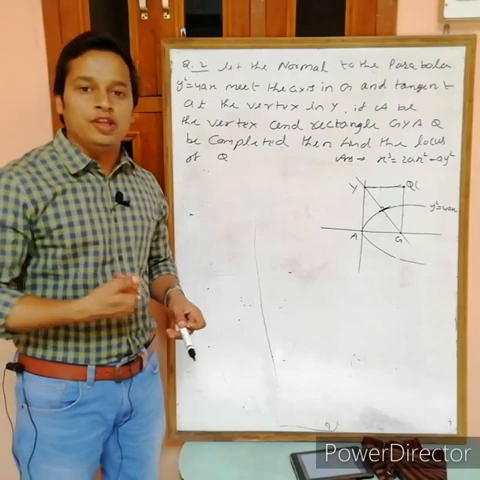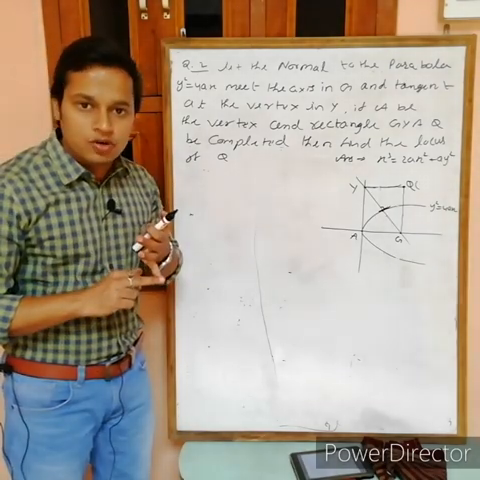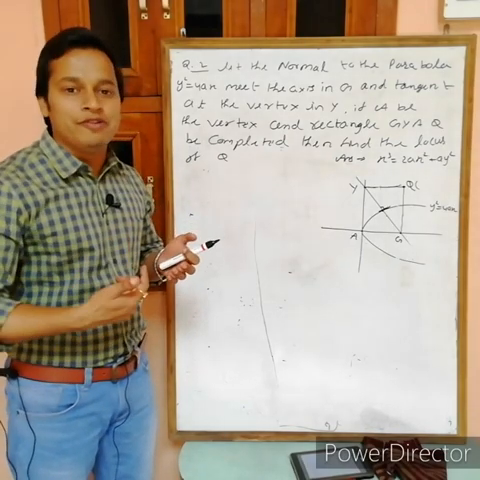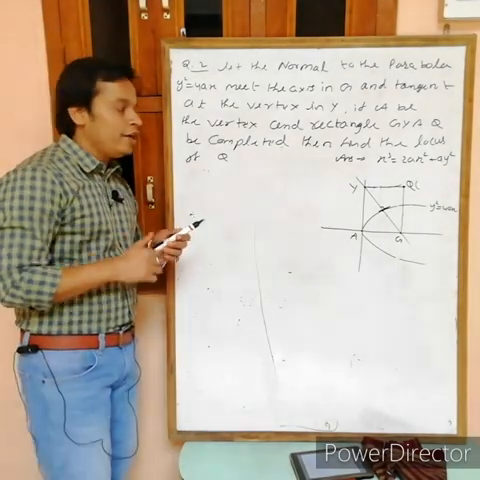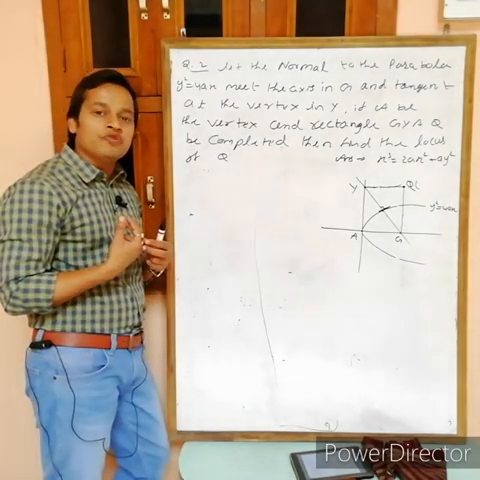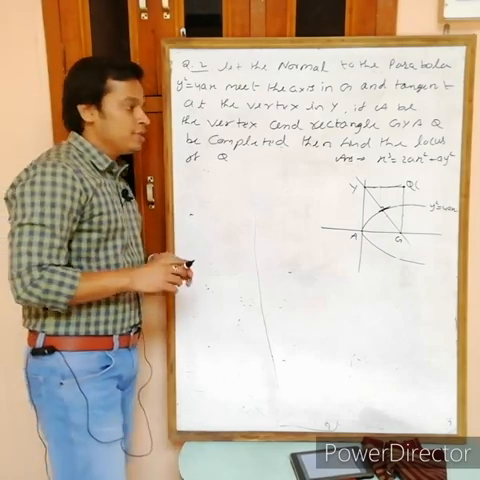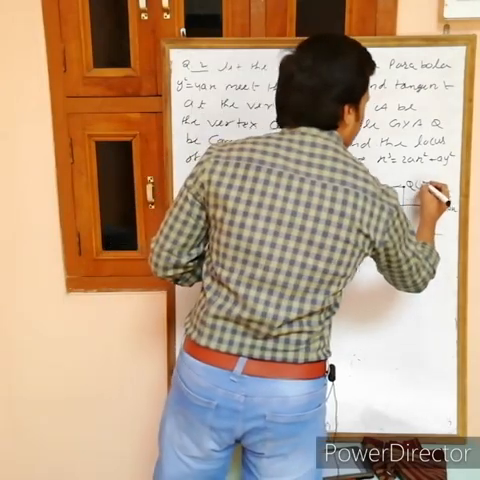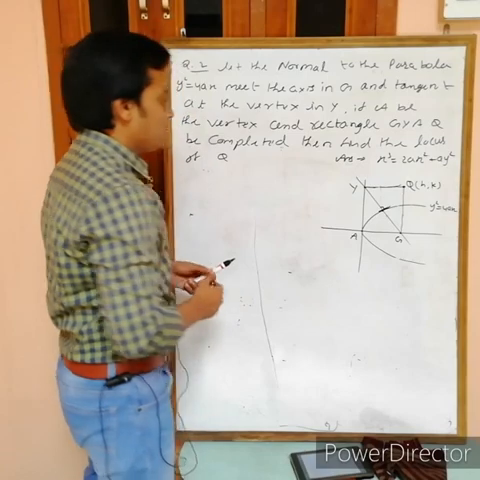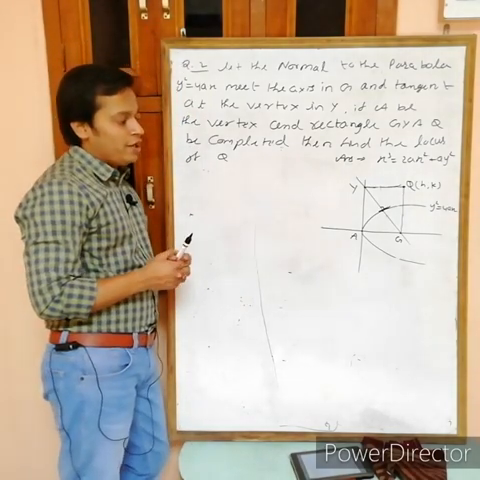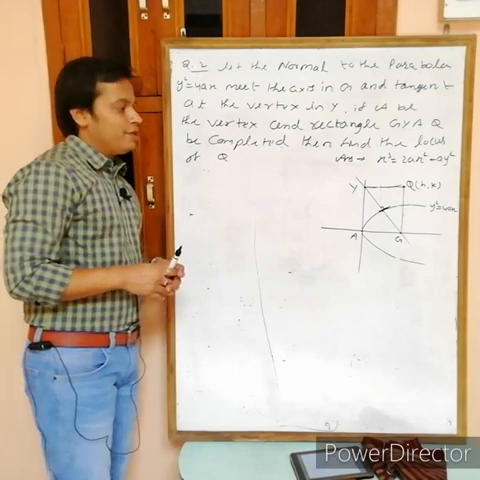So again, how to find the locus of any point? Simple, we have 3 steps. First, assume the point h comma k. Second, find the relation between h and k. And third, at the end replace h with x and k with y. Now we have to do the second step: we want the relation between h and k.